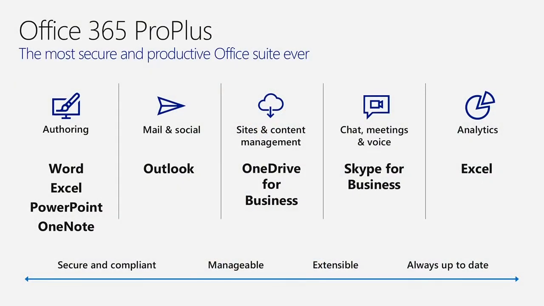So your authoring is still the same: Word, Excel, PowerPoint, OneNote, desktop applications. Mail and social is your Outlook application. Sites and content management, OneDrive for Business Sync Client, which is the next-gen sync client that's out there. We might have some people out here using it. Chat, meetings, and voice, Skype for Business, so being able to hold conferences, what we talked about, having meetings where you could post documents in it and being able to collaborate in real time. Analytics, Excel, which is everyone's favorite tool to use for business analytics.